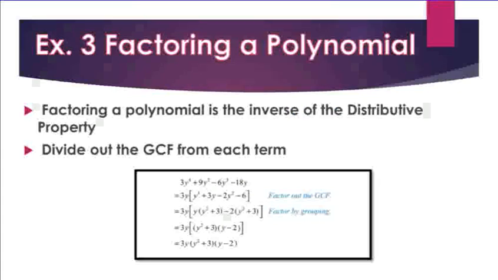Next example is factoring a polynomial. And a polynomial is just a term. You have more than 2 terms in an expression. So factoring a polynomial is the inverse of the distributive property. So instead of multiplying everything on the outside to everything on the inside of the parentheses, you're going to be dividing out the greatest common factor of each. And so here's your polynomial. They're dividing out the greatest common factor. The greatest common factor was 3y, and they divided it out, and you're left with an expression like this. 3y times y squared plus 3 times y minus 2.